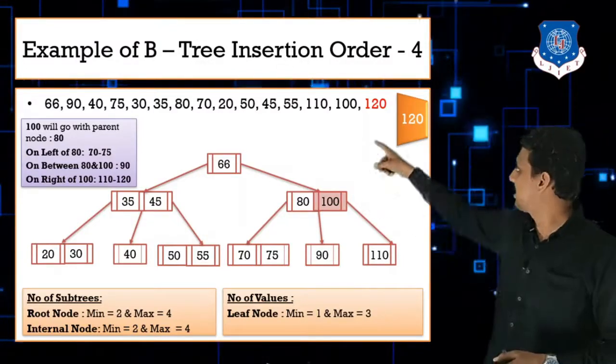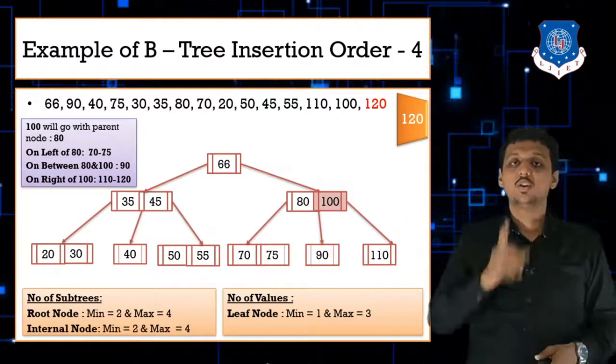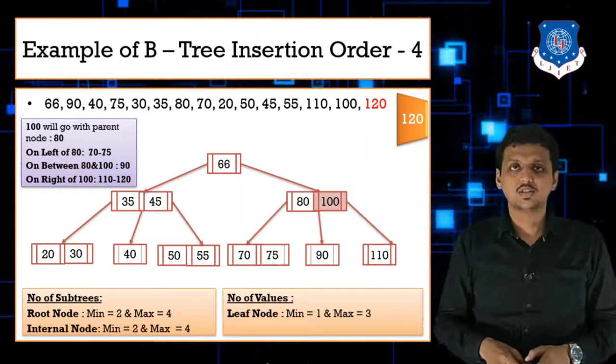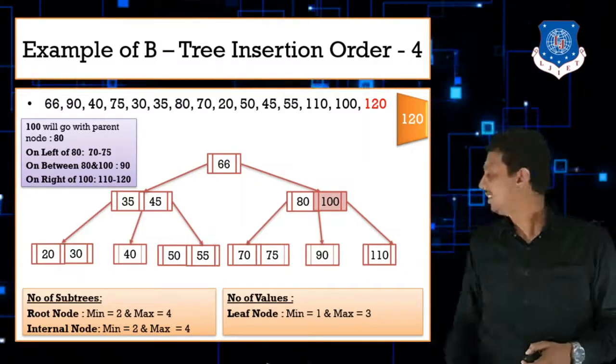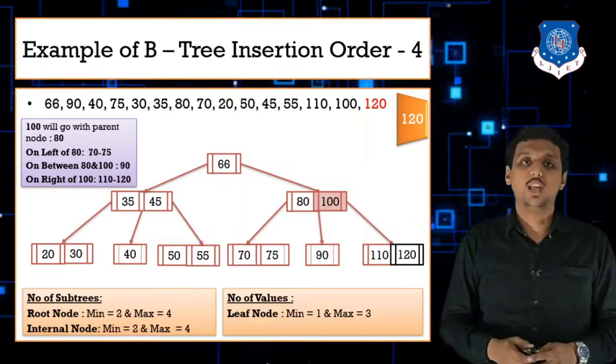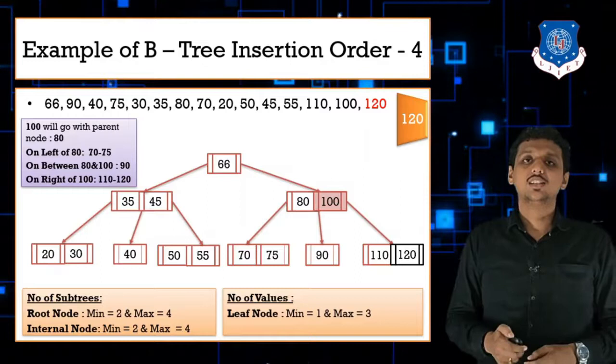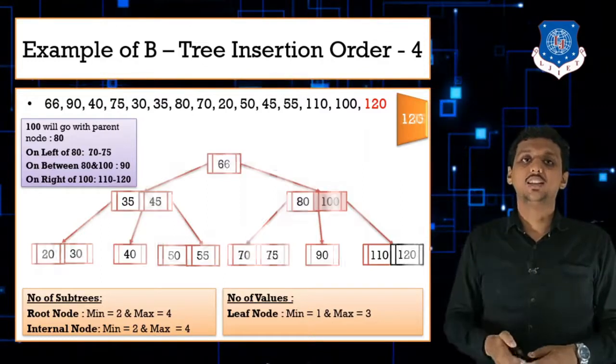So check 66, right, 100, right, 110. Now 110 has enough space to insert 120. Yes, there is enough space. So we just need to insert 120 over there. Fine. Okay. So this is our final answer.